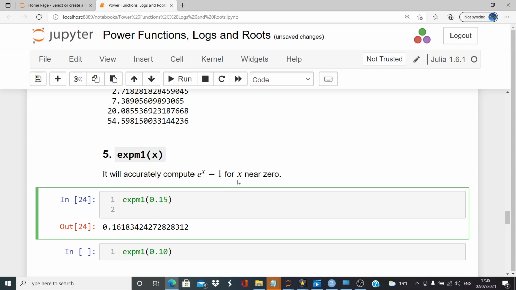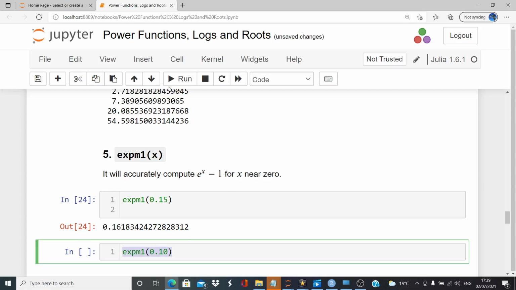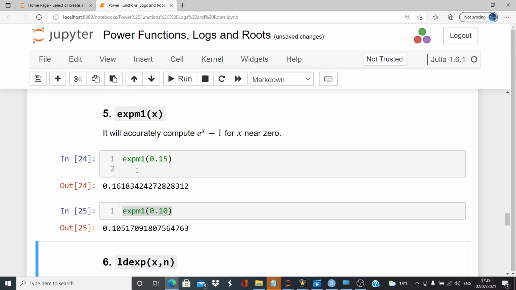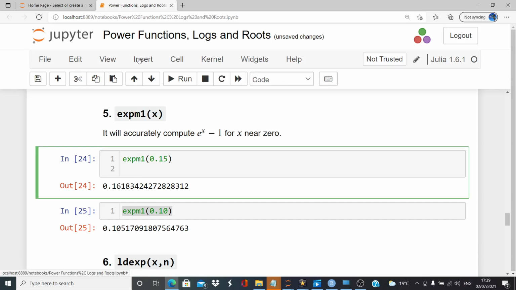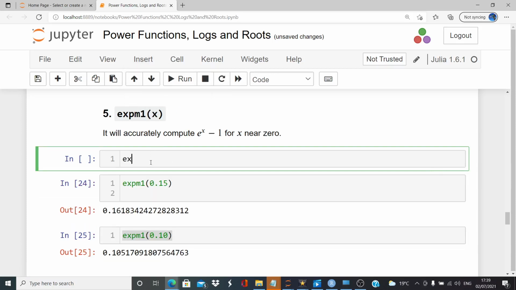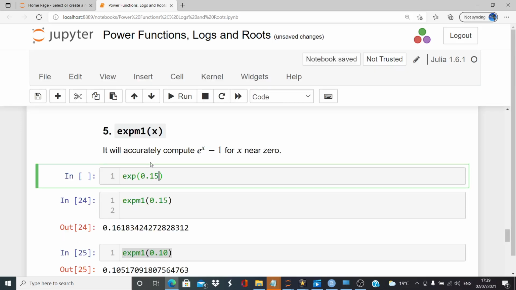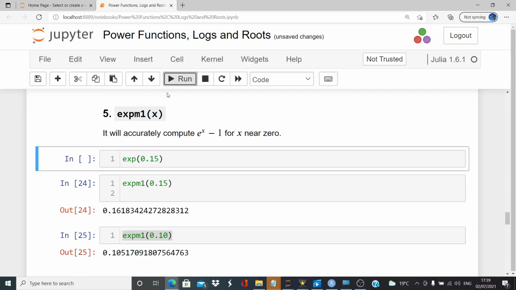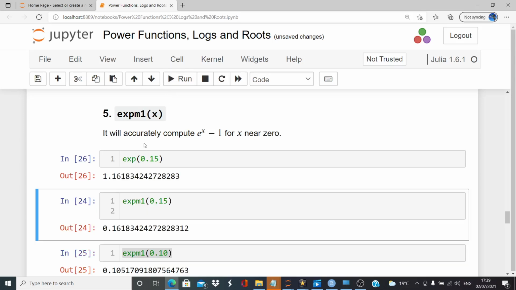And so for x near 0. Let's do it again. Let's just check what that does. And the exponential of 0.15. Yeah, so it probably just saves a little bit of typing, that's all.